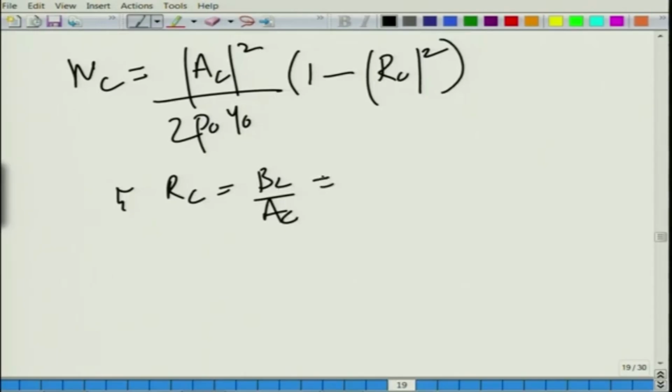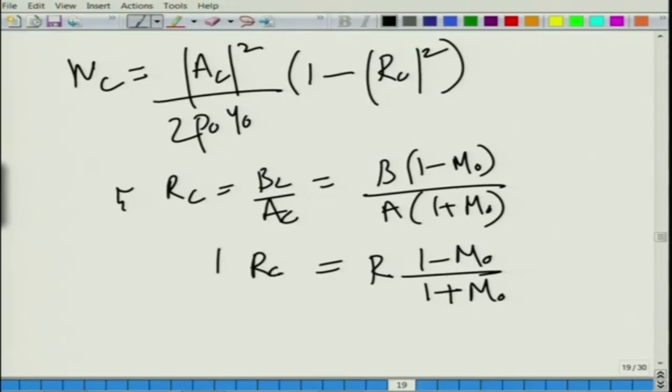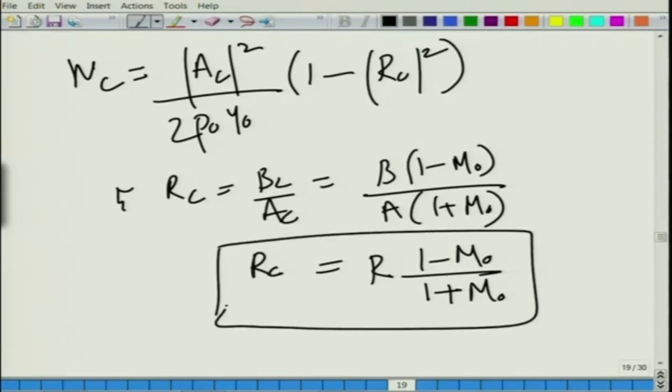So, this is nothing but B times 1 minus m naught and A times 1 plus m naught, and this is what we are going to do. So, we have this sort of a thing. The reflection coefficient Rc is R times 1 minus m naught divided by 1 plus m naught.